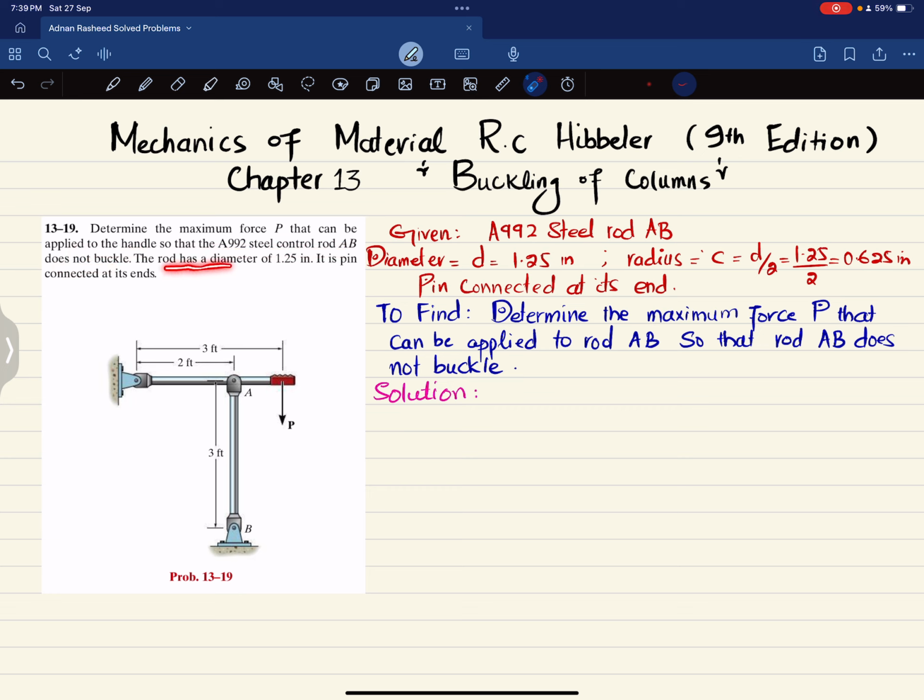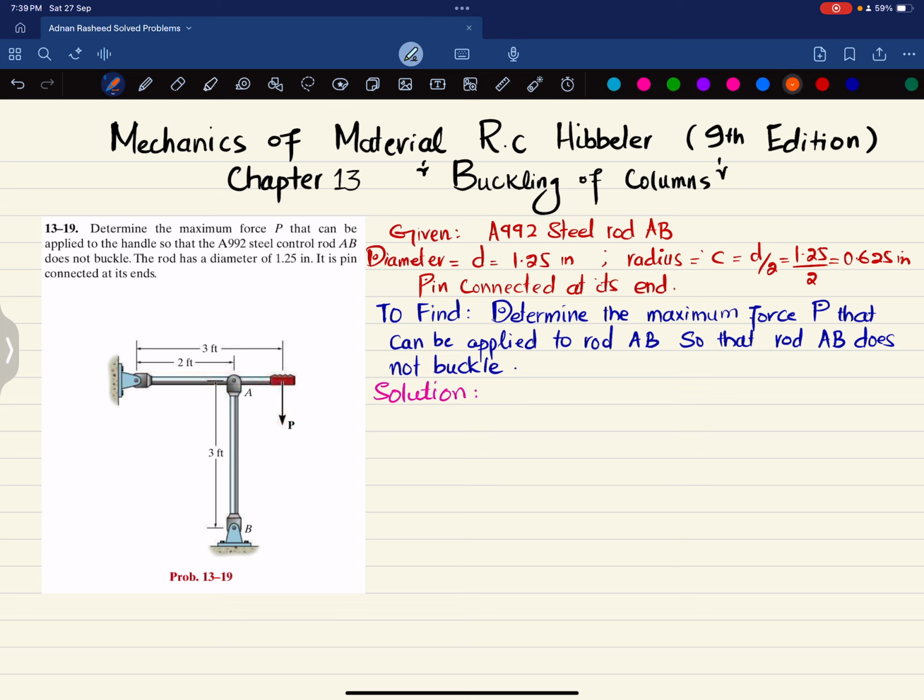The rod has a diameter of 1.25 inch. It is pin connected at its end. So you can see the figure shown in problem 13-9. This is the handle where a P load is applied, and due to this P load there will be a compressive force in this rod AB, and you have to find the largest load that can be applied without causing buckling in this rod AB.